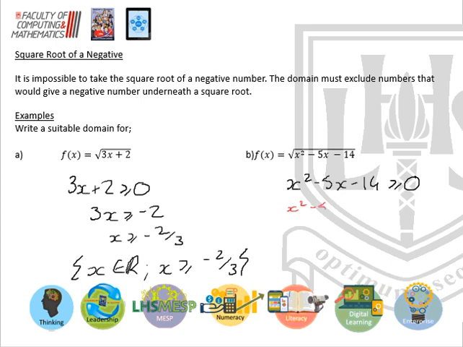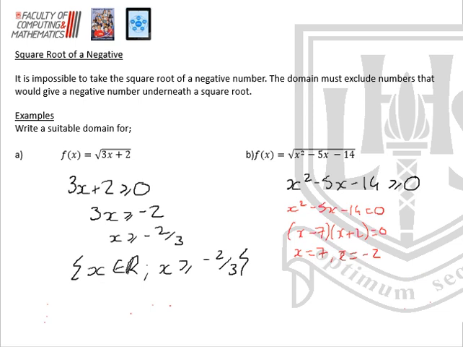If x squared minus 5x minus 14 is equal to 0, that means x minus 7 times x plus 2 is equal to 0, which means x is 7 and x is negative 2. So that means in my quadratic, it's a smiley face, so it's going to look like that, and its roots are going to be at minus 2 and 7.